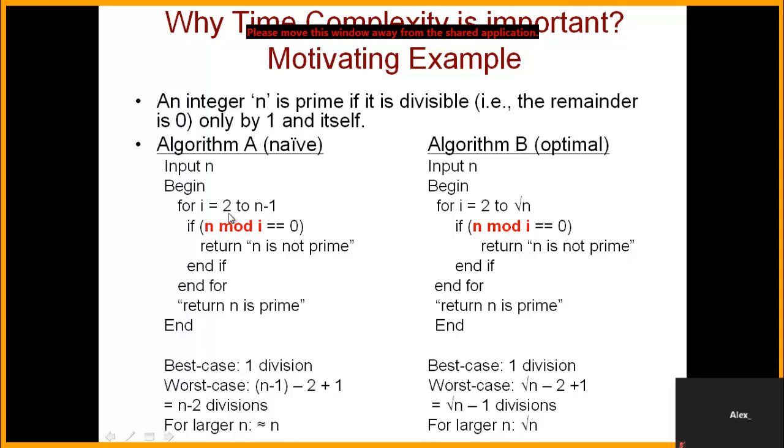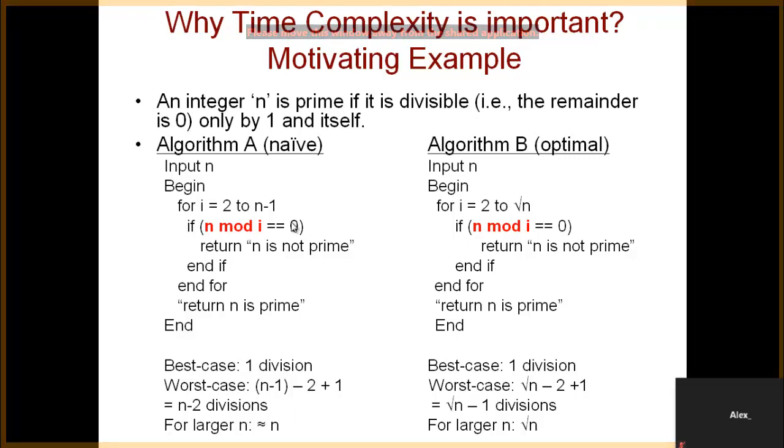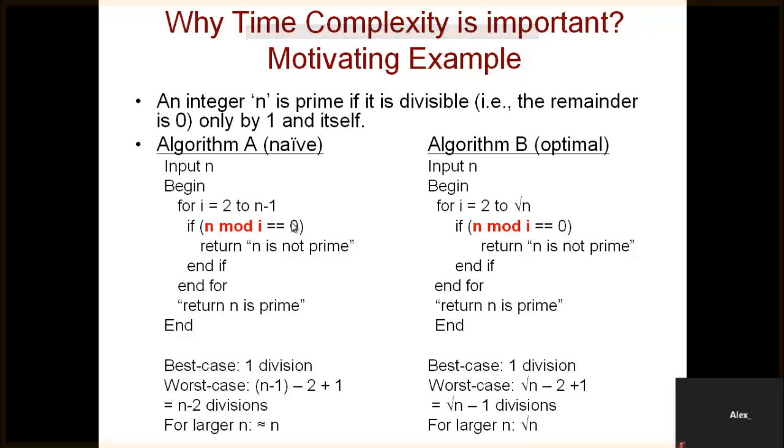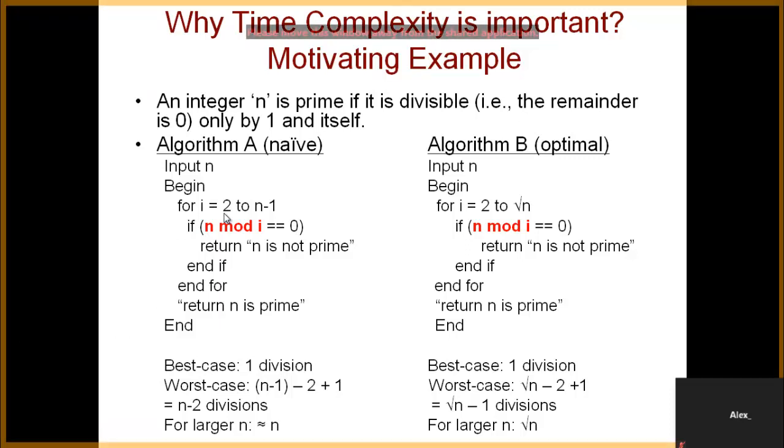If you are given, say, 21, 21 mod 2 is not 0. So you try the next value of i, which is 3, and 21 mod 3 is 0. So you can return right away that 21 is not prime. So we do two divisions in that case. It really depends on what integer you are given. So when you say it depends on the input, how many times you do the basic operation, that means the best case is different from the worst case.